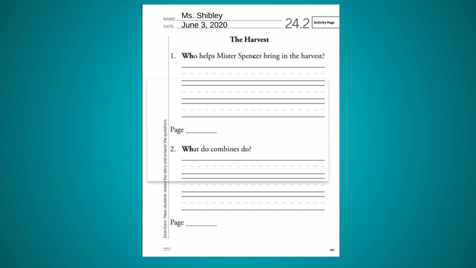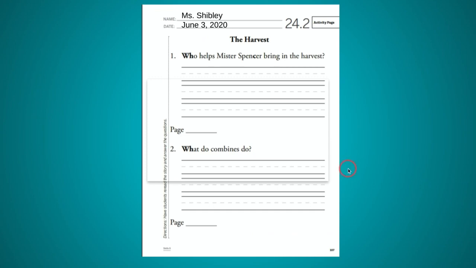It says 24.2 at the top. Oh, initially I put the date wrong. Sorry, it should say June 2nd, 2020, just like our first paper did. And it should also say the name of the story at the top, The Harvest.